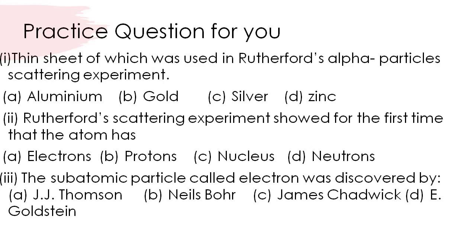Practice question for you. Thin sheet of which metal was used in Rutherford's alpha particle scattering experiment? Aluminium, gold, silver or zinc? Second question. Rutherford scattering experiment showed for the first time that the atom has electron, proton, nucleus or neutron. The subatomic particle called electron was discovered by J.J. Thomson, Niels Bohr, James Chadwick or E. Goldstein. Try to solve these questions.